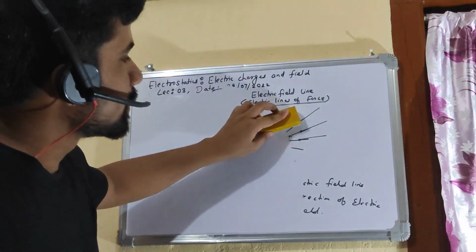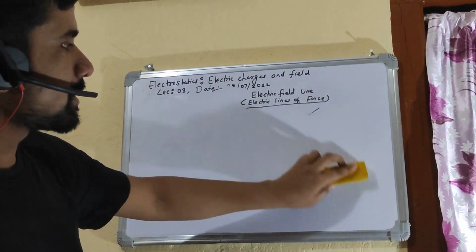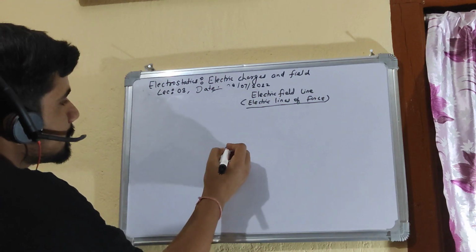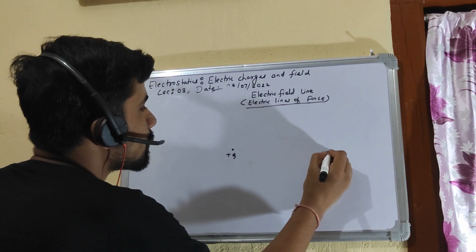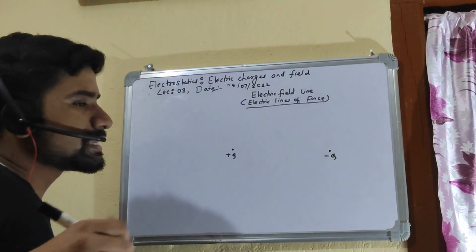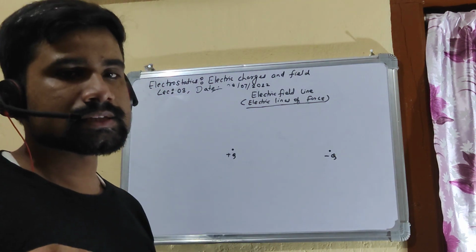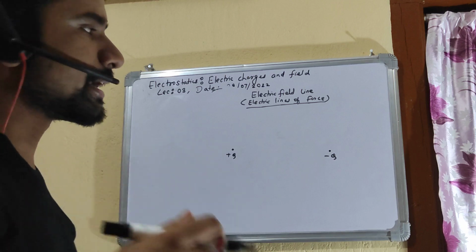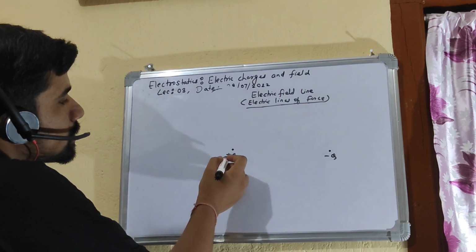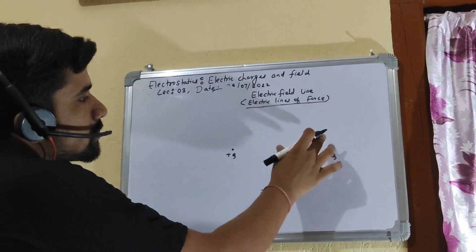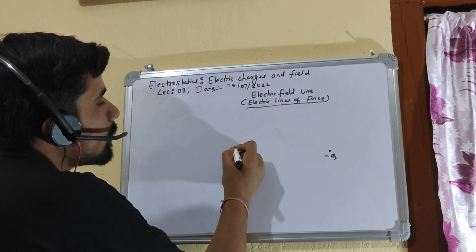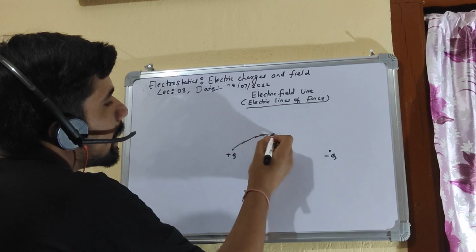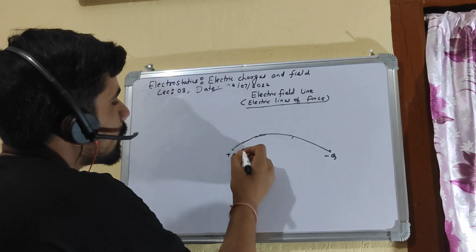But let's draw these lines for a system, right? Let's say this is plus Q, this is minus Q, right? As I said, the direction of electric field is away from the positive and towards the negative. So this plus Q will have interaction with minus Q also, and the surroundings also, right? So any field line will move away from plus Q and it will reach minus Q, right?